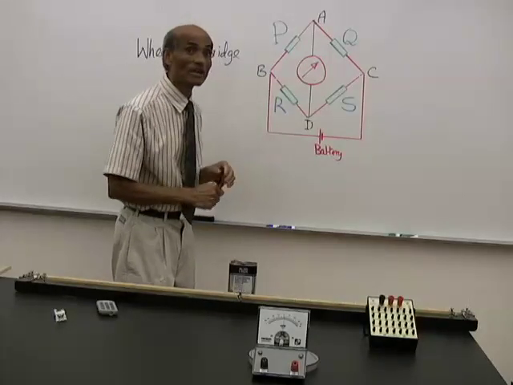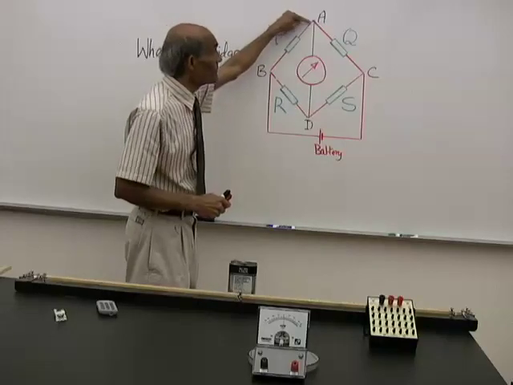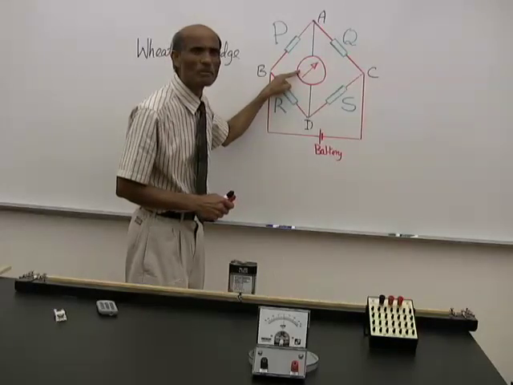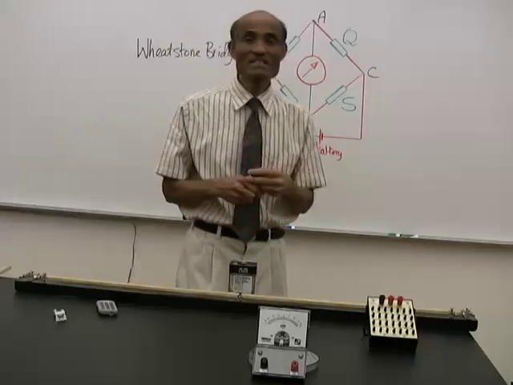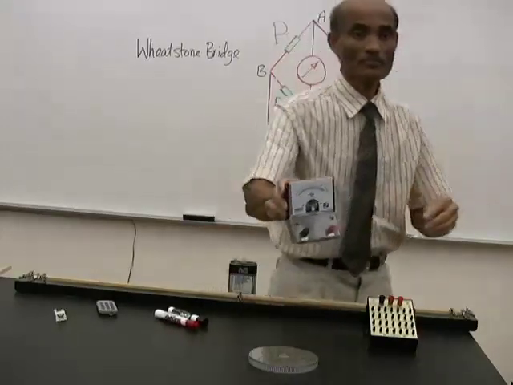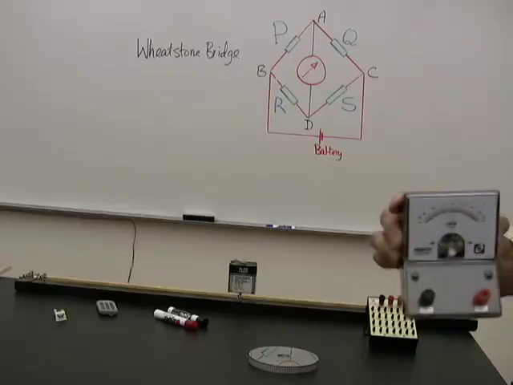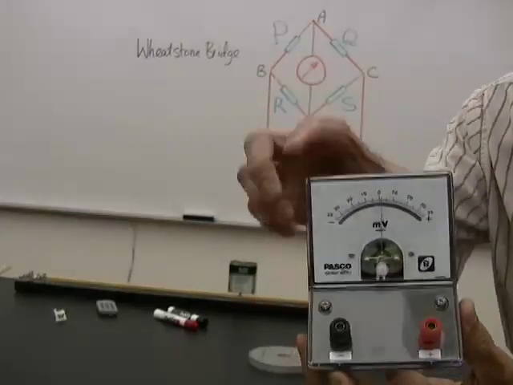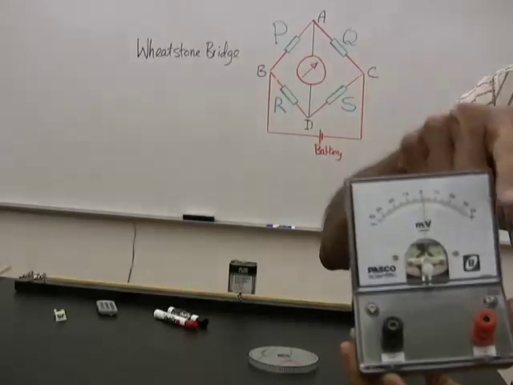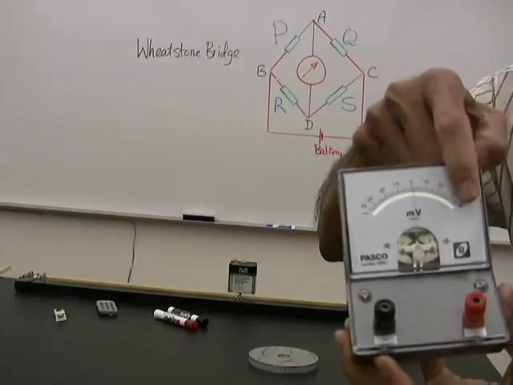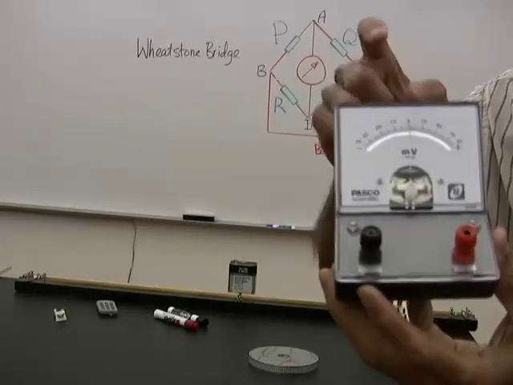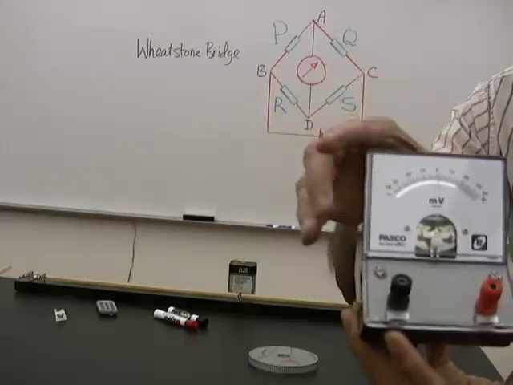Now, I have also connected a couple of other things. If you look between junctions A and D, I have connected a galvanometer. A galvanometer is a device that detects the presence of current. This is a galvanometer. I want you to take a closer look at this. You can see its pointer is at the center. If there is current passing through it, it will deflect either to the left or to the right. If there is no current flowing in the galvanometer, the pointer will be right here.